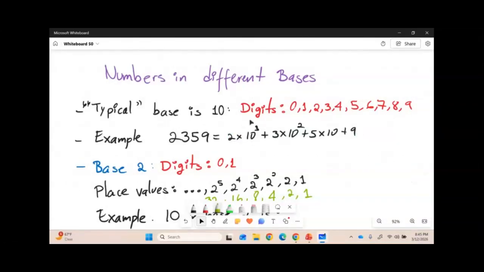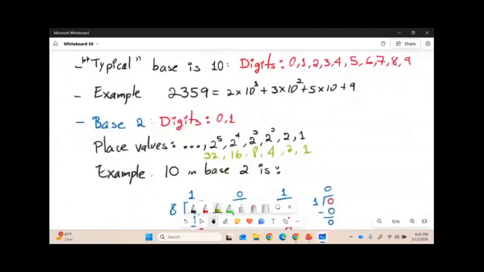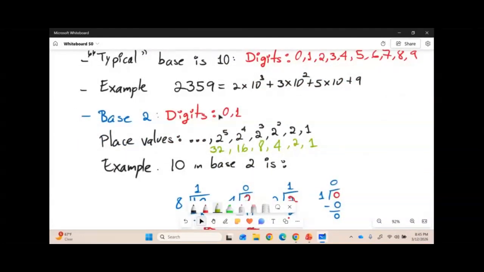So in a way, we can represent this number as an expansion of powers of 10 because it's base 10. And the numbers that we use, what we call the digits, are what you get next to the powers. So in this video, I'm going to be using a lot of these for other bases. An example would be base 2. Base 2 digits are, for example, 0 and 1. And the place values are all of the powers of 2.